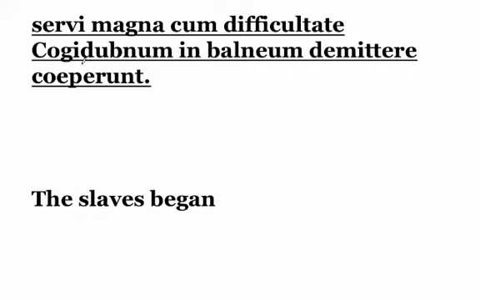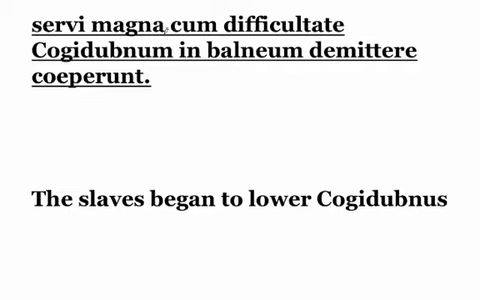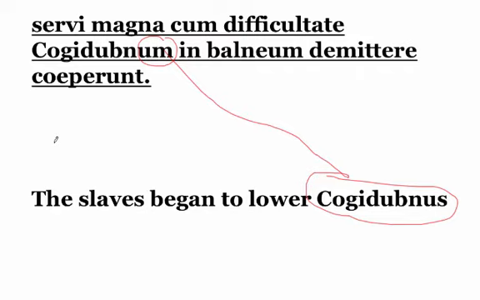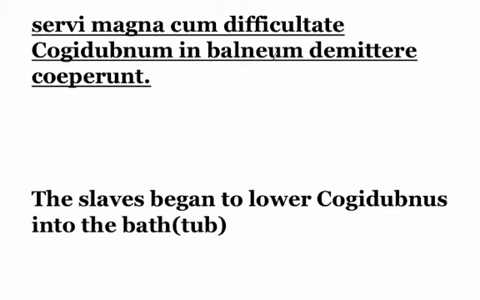In the present tense, you use the verb incipio, I begin. What did the slaves begin to do? They began demittere, to lower Cogidubnus, accusative ending, therefore he is the object of your verb. The slaves began to lower Cogidubnus. Look, people, we just talked about this. In balneum. In plus accusative means into. The slaves began to lower Cogidubnus into the bathtub.